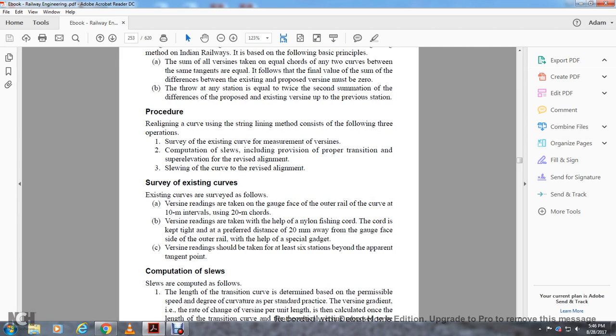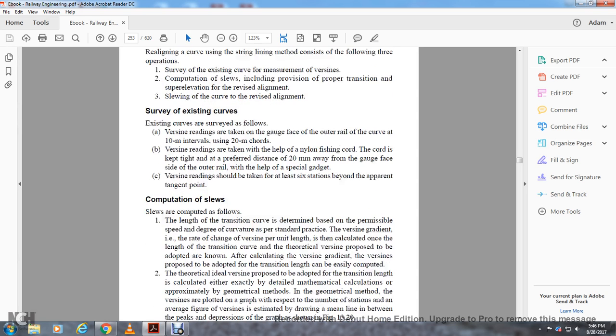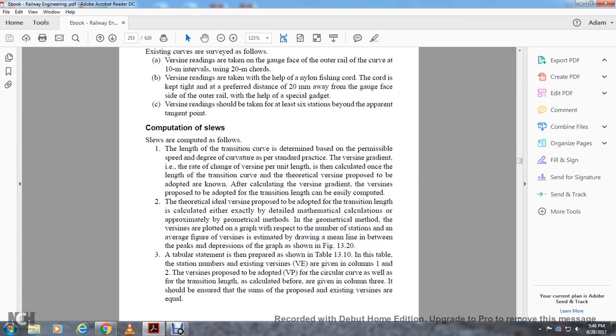Survey of the existing curves. Existing curves are surveyed as follows: the versine readings are taken from the gauge face of the outer rail on the curve at 10 meter intervals using 20 meter chords. Versine readings are taken with a nylon fish cord, keeping the cord at the prescribed reference distance, 20 millimeters away from the gauge face at the side of the outer rail, with the help of a special gadget. Readings should be taken for at least 6 stations beyond the apparent tangent point.